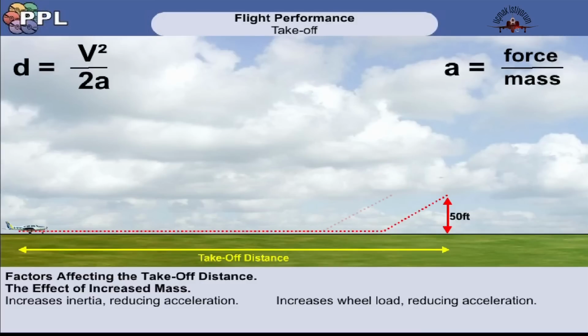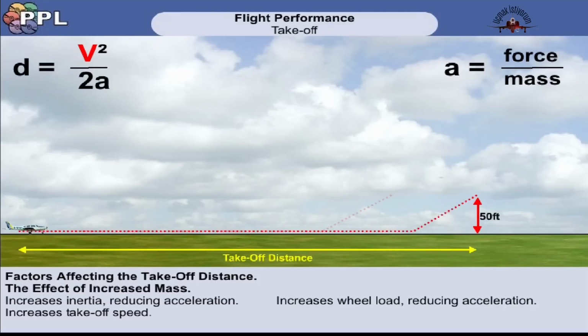A heavier aircraft will require more lift in order to get airborne. To get this lift, the aircraft will need to travel faster and will require a higher takeoff speed. Getting to this higher speed will require a greater distance, and therefore the takeoff distance will increase.